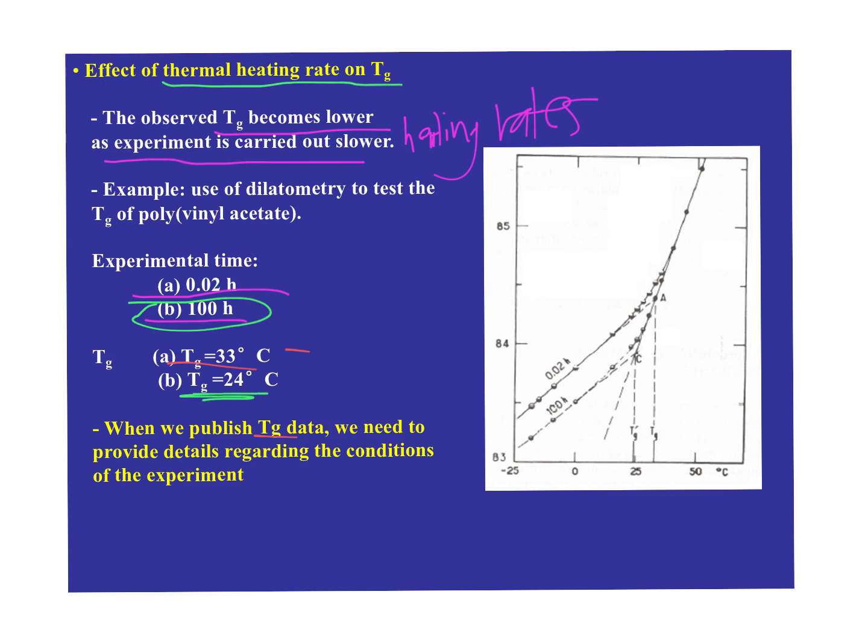When we publish TG data, we need to provide details regarding the conditions of the experiment and what was the heating rate that was used. Otherwise, people might not believe us.